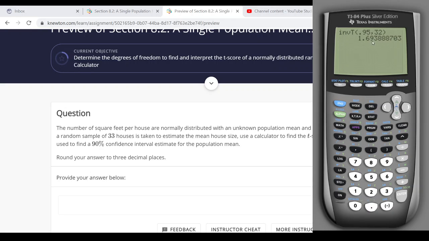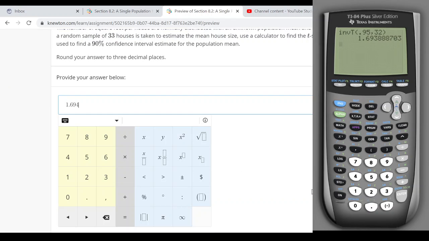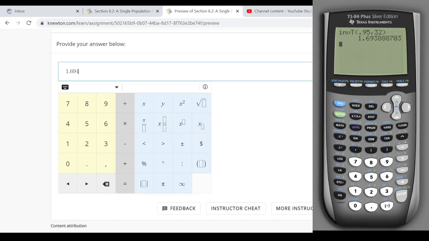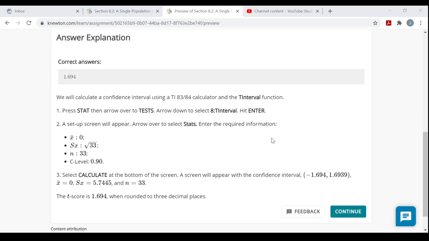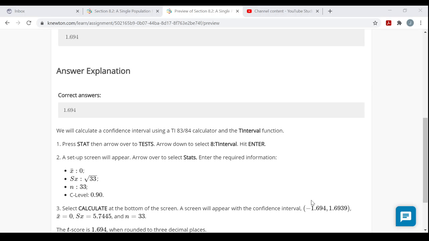All right, so 1.694 if I'm rounding to 3 decimal places like they want. So the t-score necessary to calculate a confidence interval here would be 1.694. And submit. And again, you can look at the way they're doing it, which is a little different. They use the t-interval and all that, but you can look at the way they're doing it to get 1.694.